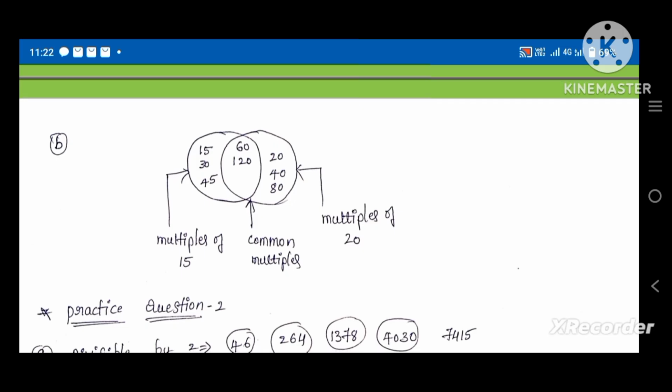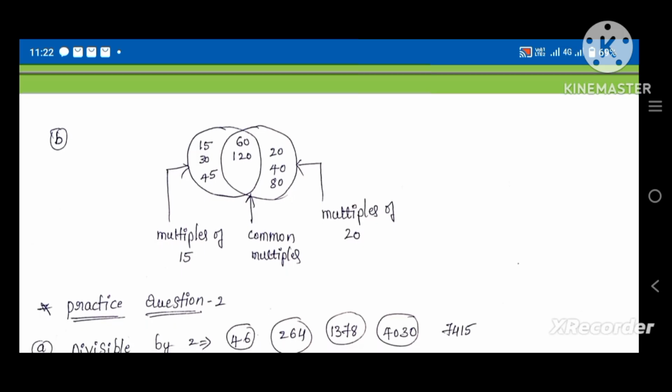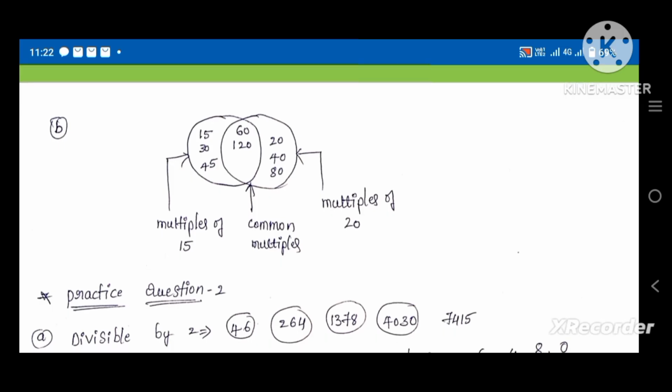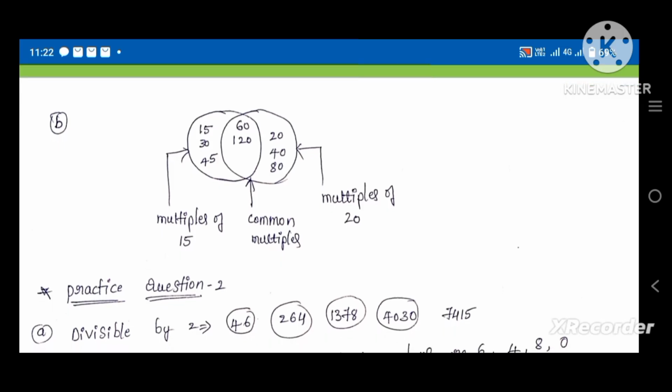Multiples of 15: 15, 30, 45. Common multiples are 60, 120. Multiples of 20: 20, 40, 80.